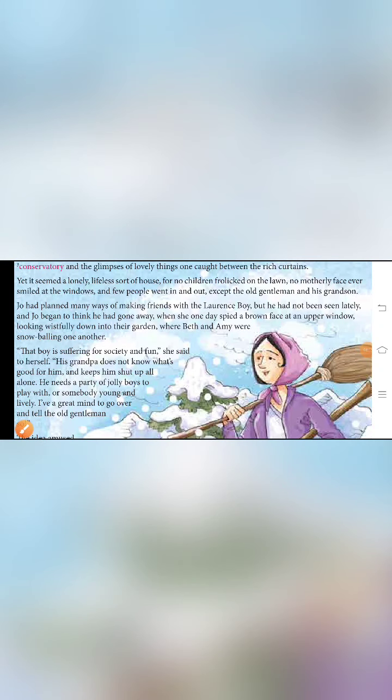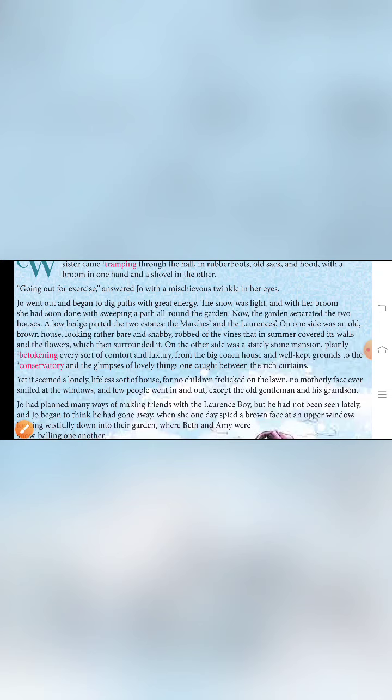Now she had soon finished sweeping a path all round the garden. The garden separated the two houses, right? She started cleaning the snow. She swept that garden where there was snow, and the gardens were separated because there were two boundaries of two houses. A low hedge, this word hedge is what? Hedge is a kind of fencing, right? So it parted the two estates, the Marches and the Lawrences.